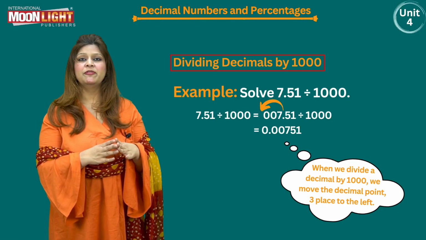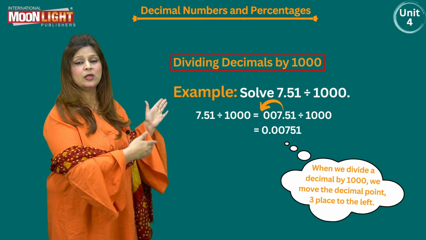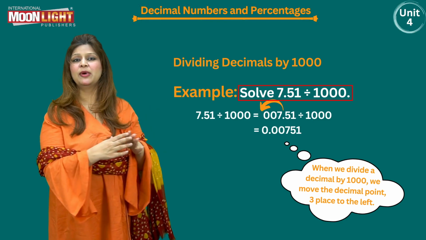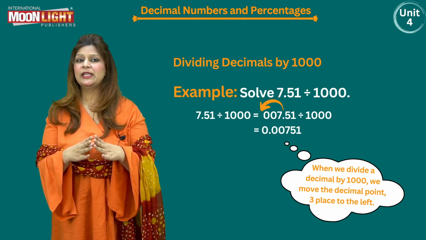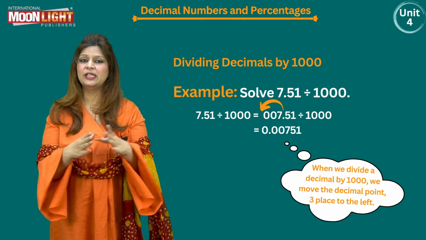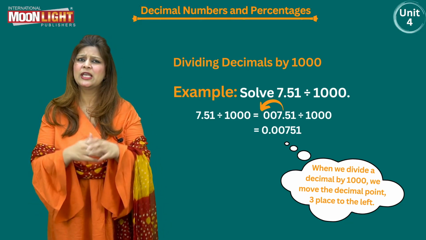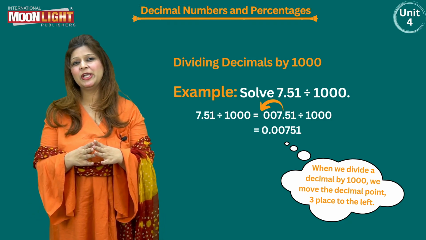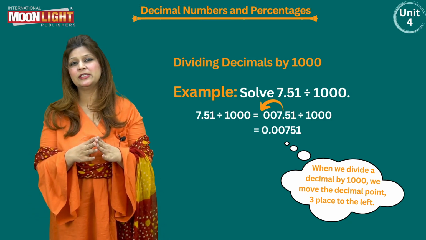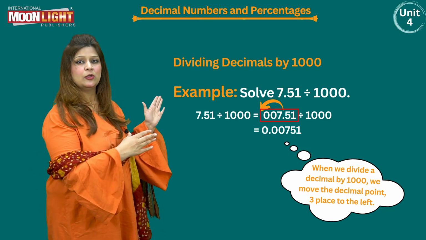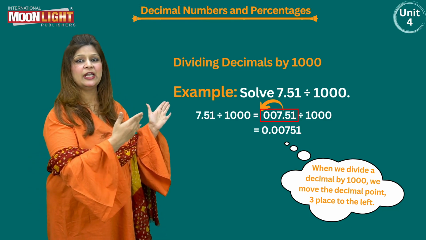Now we are going to divide decimals by 1000. The example is solve 7.51 divided by 1000. Now my dear students, you already know that if there is nothing written, it means that there are zeros. You can write as many zeros as you want. But we are not going to write too many zeros. We are going to write zeros according to our need. Okay. So we are going to write 2 zeros over here before the number.